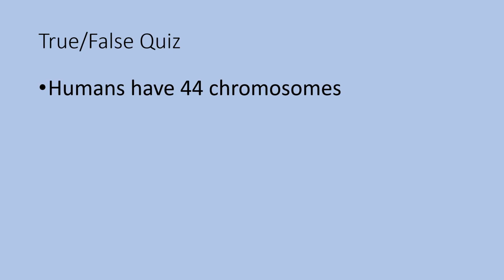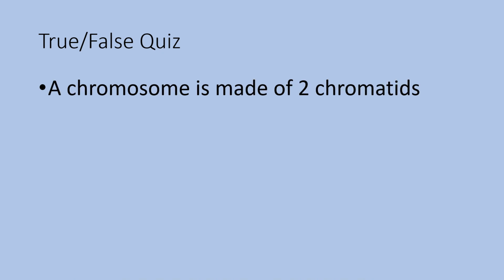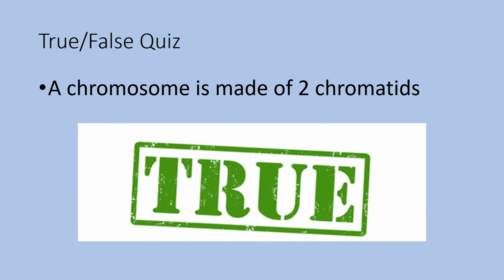So now let's do a little true and false quiz to review our learning. Humans have 44 chromosomes. Would that be true or false? So the answer would be false, because humans have 46 chromosomes. So the next question is, a chromosome is made of 2 chromatids. So is that true or false? It would be true, so well done if you managed to get that.